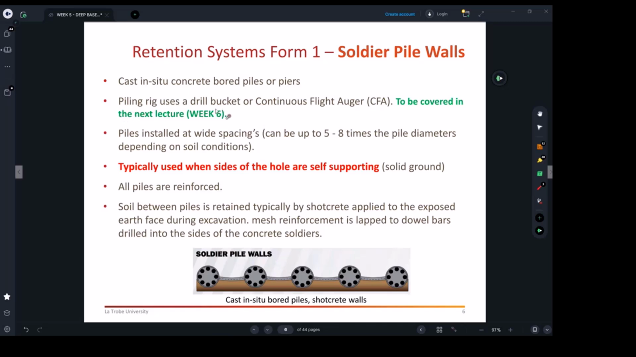Piling rig. Yes, this is a piling rig. As I said, we use a drill bucket or continuous flight auger. This is just an equipment, special equipment. We will talk about this next week. So this one, we use this process in case we have really stable soil where we need to dig for the pile. Again, let me show you a sketch here.